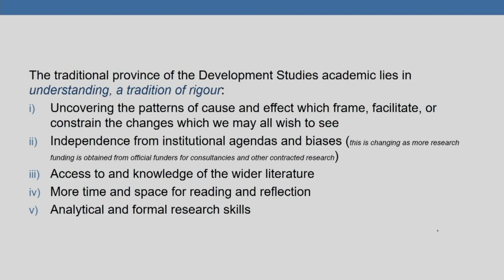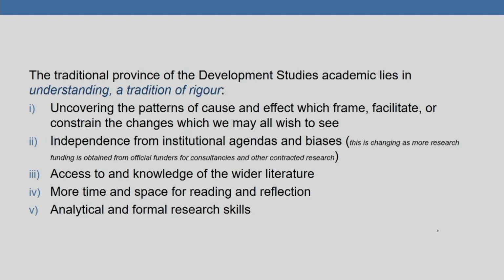So they do not go with a more paternalistic idea about what development is, but they consider people as subjects of their own development. So what is the domain of the development studies academic? The traditional province of the development studies academic lies in understanding, or in a tradition of rigor. So what they are effectively trying to do is to uncover the patterns of cause and effect which frame, facilitate or constrain the changes which we may all wish to see.